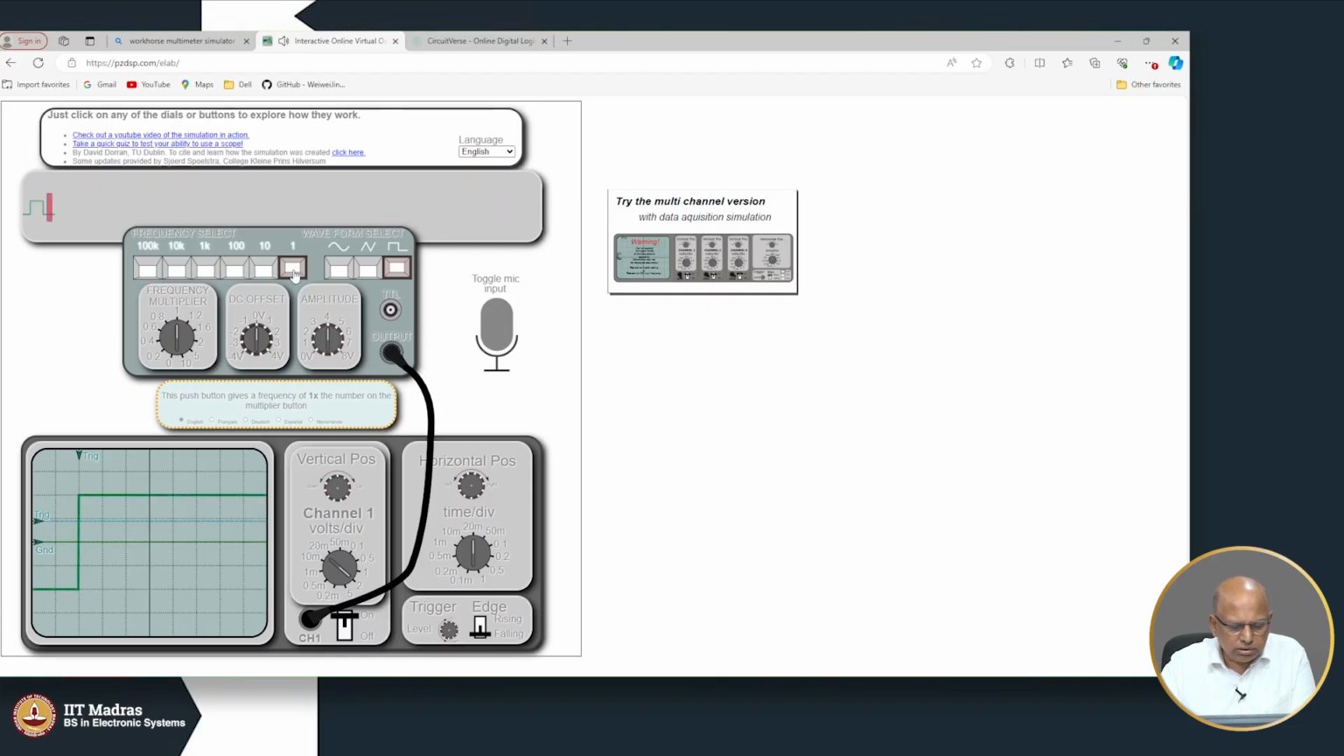So, finally 1 hertz. Okay. You can see that the 1 hertz signal you cannot see in a stable way, right. You will have to do something to stabilize that waveform. If it is a 10 hertz waveform, you can see that it is able to.